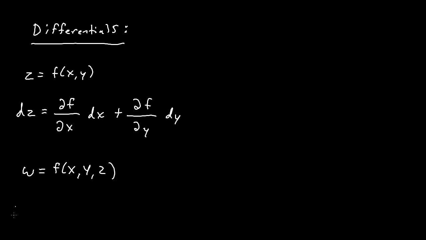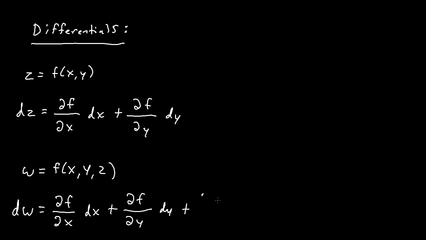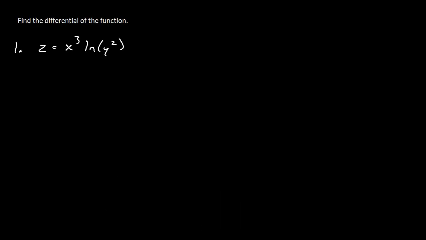The process is still the same and the formula is very similar here. So dw this time is going to be equal to the partial derivative of f with respect to x dx, plus the partial derivative of f with respect to y dy, and then plus, with the addition of z, the partial derivative of f with respect to z dz. So let's go ahead and find the differential of the function.